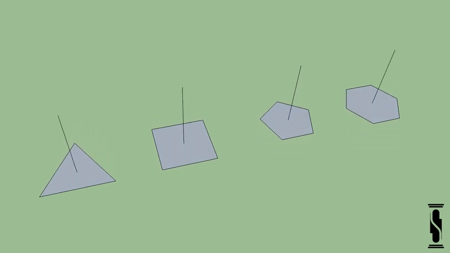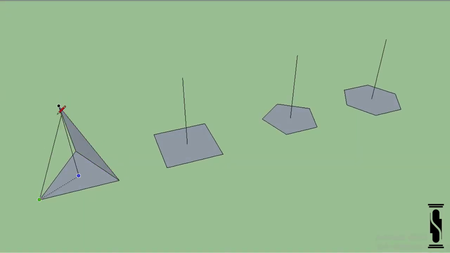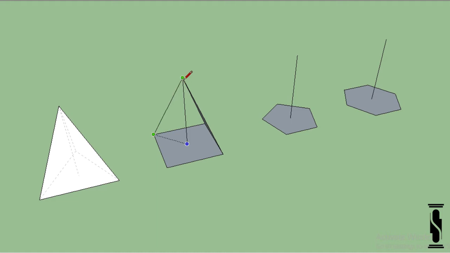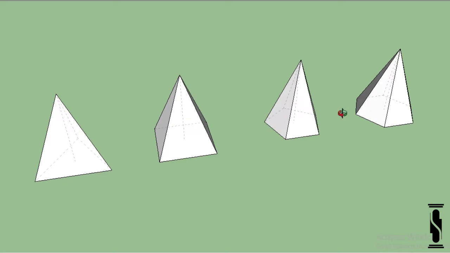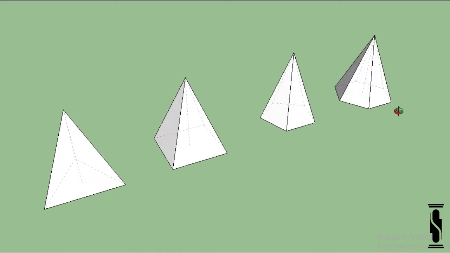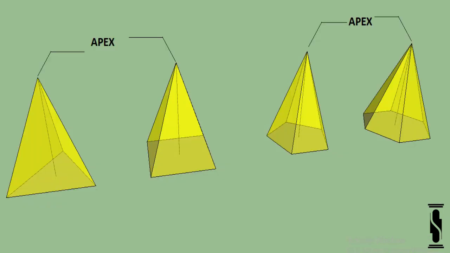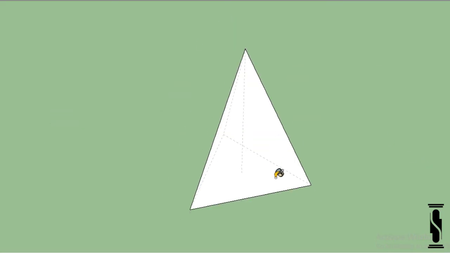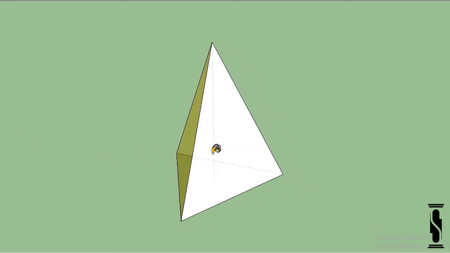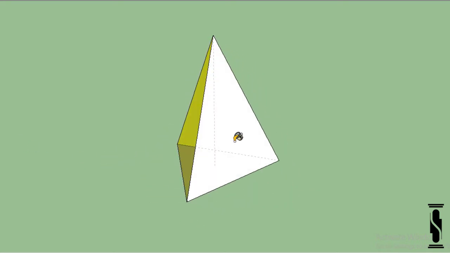Now again take a look at the regular geometrical planes. If we draw a vertical axis passing through the center of the plane and join all the vertices of the plane with the top point of the axis, then it will become a pyramid. A pyramid can be named on the basis of the base profile and the topmost point of the pyramid known as the apex. So a triangular base pyramid will have one triangular base and all the vertices of the triangle are connected with the apex by forming three triangular faces.